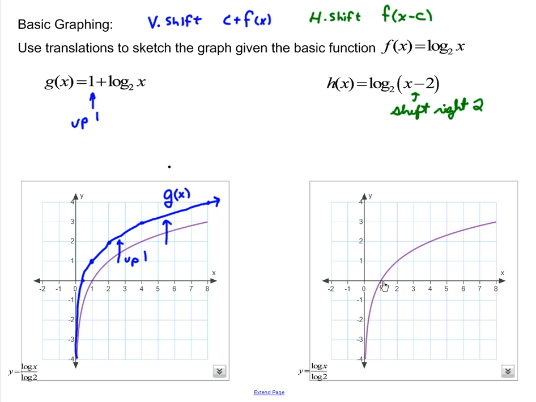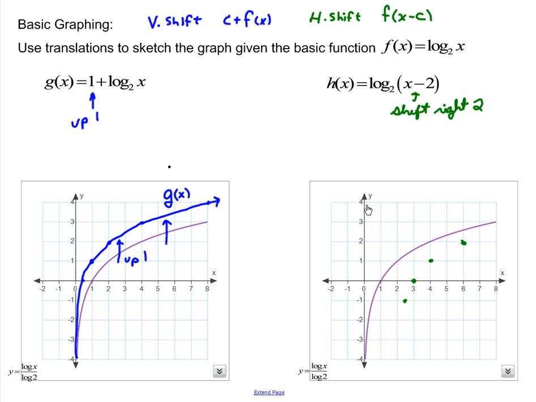So instead of passing through the point 1, 0, as the original graph would do, I would pass through the point 3, 0. Instead of passing through the point 2, 1, I would pass through the point 4, 1. Instead of passing through the point 4, 2, I would pass through the point 6, 2, and so on down the line. Now, a couple other things. I always like to identify what happens at the 1/2 mark. At 1/2 I would get negative 1. So 1/2 shifted to the right by 2 is going to give me this.